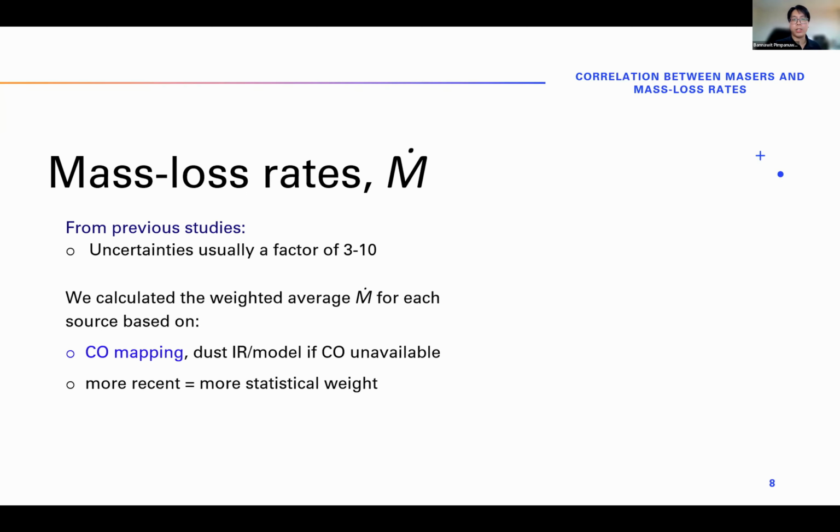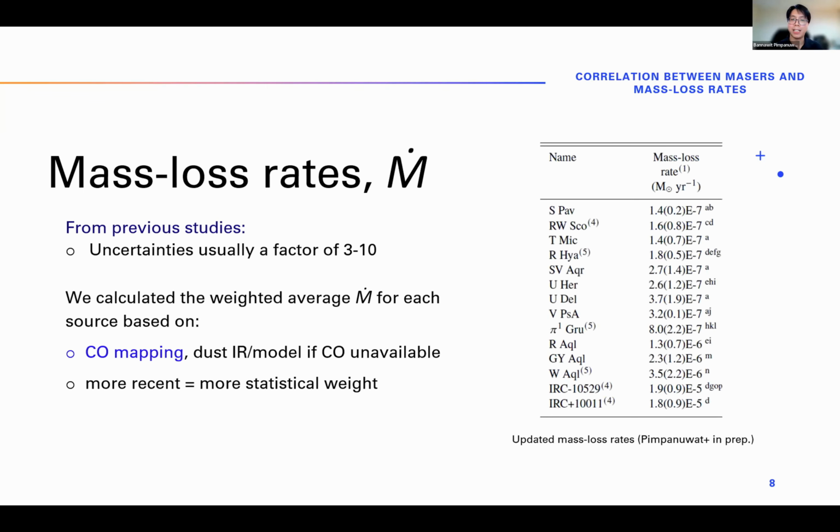In the case that we don't have CO mapping, we decided to use some of the infrared measurements and models. But we basically try to find as many CO maps out there as possible. And then we decided to assign more statistical weight to more recent studies because we believe that these are more representative of the current state of the sources. And so we've got an updated table here, with the uncertainties shown in brackets. As you can see, now we've got uncertainties that are down to something smaller than 60%, which is quite good for a correlation search like this.